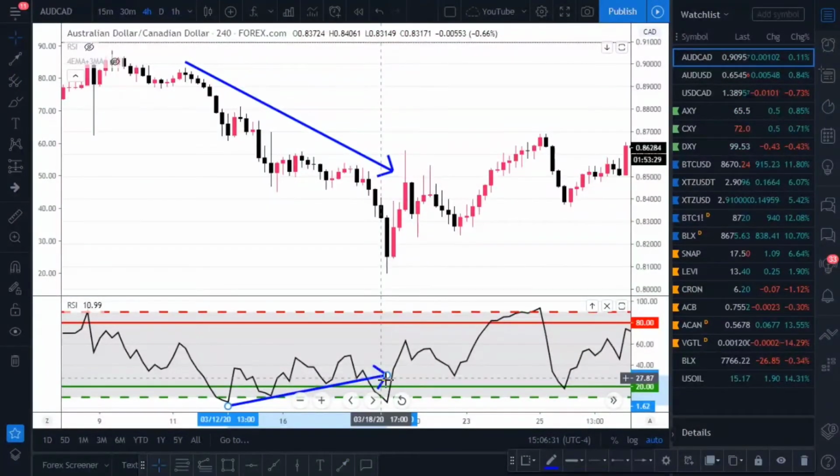And then after that, price decided to break to the upside. So it was going down here and decided to move up afterwards. So let's find another one.